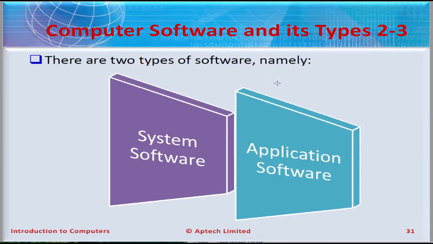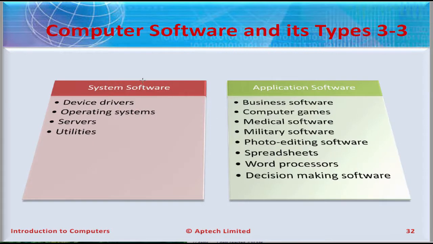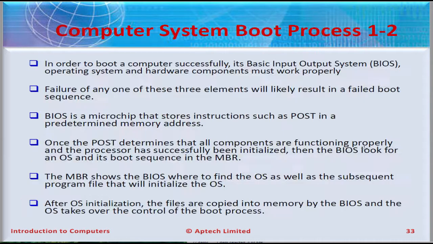There are two types of software. We have the system software and application software. The system software is given on the left side. We have the device drivers, the operating system, server software, and the utilities in your computer. Application software includes business software, computer games, medical software, military software, photo editing or graphic software, spreadsheets, word processors, and decision-making software.